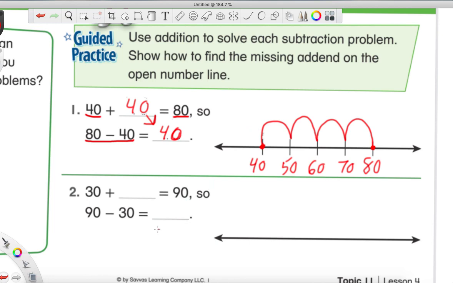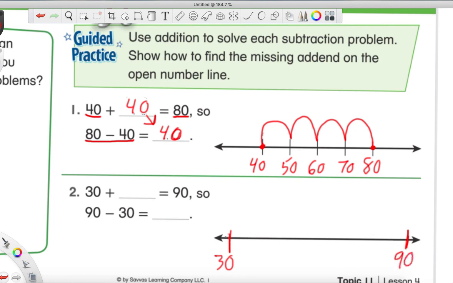Okay, so for number 2, what I'm going to do for you guys is start off doing the number line for you, but then I want you to solve it on your own. So for our number line, what number goes at the small end? Because we are trying to solve 90 minus 30. 90 minus 30. So which number is going to go at the small end? 30. And then which number goes at the big end? Well, there should only be one number left. So it is 90.